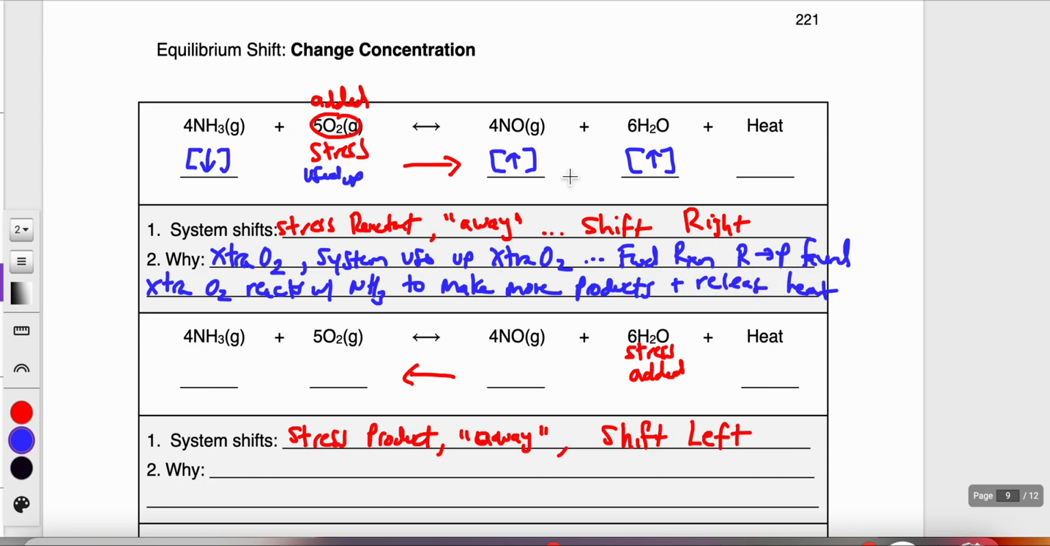So the forward reaction is exothermic. So if you went and touched the glass, okay, this would be warmer because it's going through an exo process. So there'd be more heat in the system.